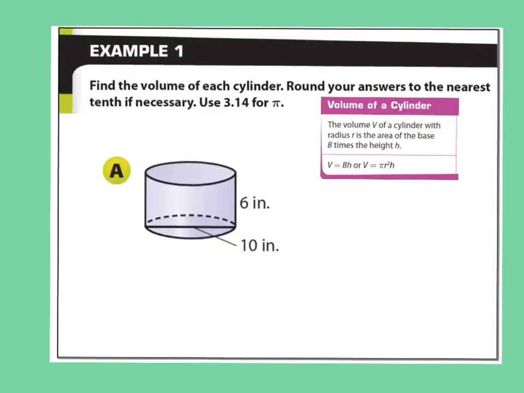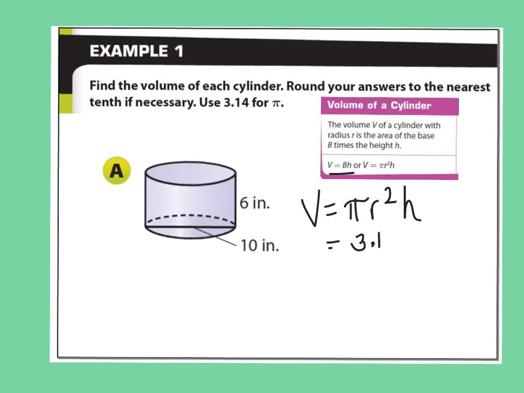Let's try one. Finding the volume of this cylinder, we're going to round our answers to the nearest tenth. We're going to use the approximation for pi of 3.14. As always, I'm going to start with writing out my formula. I know that it is volume equals big B times H, but in order to make sure I get all those parts for the area formula, I'm going to write out that piece. So pi r squared will give me the area of the circle. Then I have to multiply by the height of the cylinder in order to get the volume.